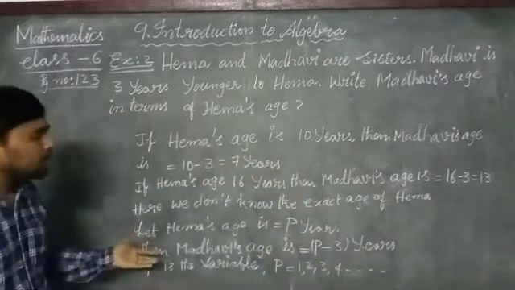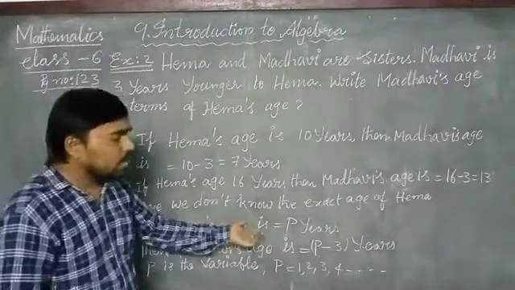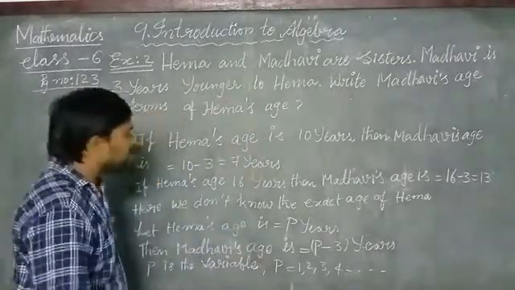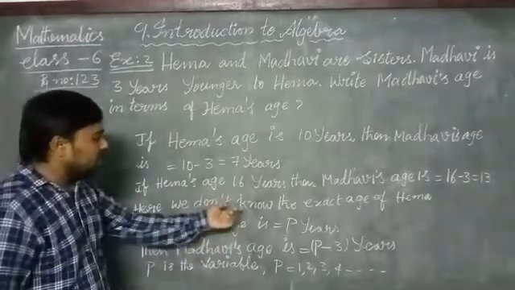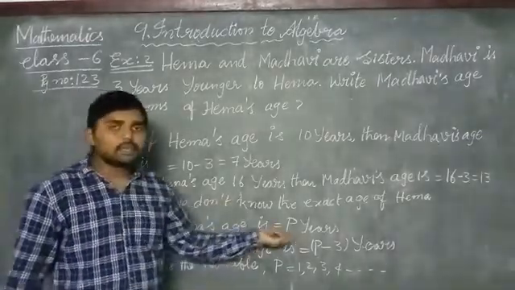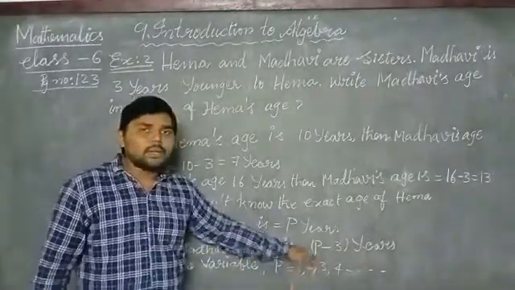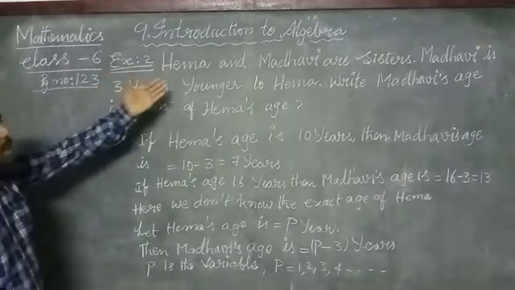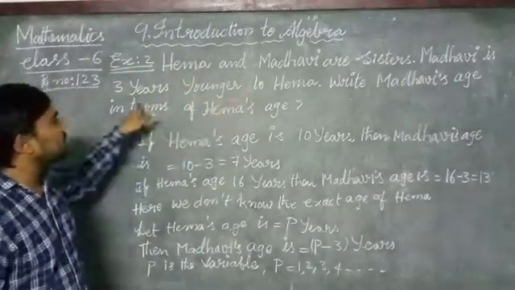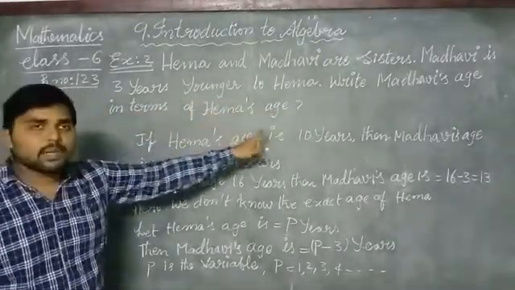Okay. In this way, we can do this type of problems and we can write the pattern for the given problem. Here, if Hema's age is P years, then Madhavi's age in terms of Hema's age is P minus 3 years. Okay. This is the pattern for the given problem. Once again, Hema and Madhavi are sisters. Madhavi is 3 years younger to Hema. Write Madhavi's age in terms of Hema's age.